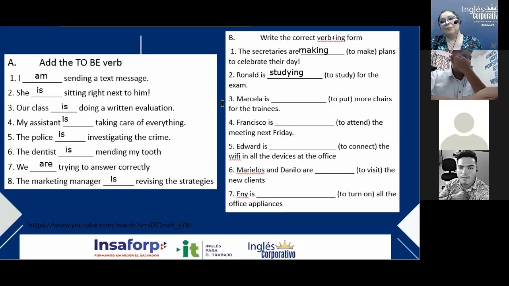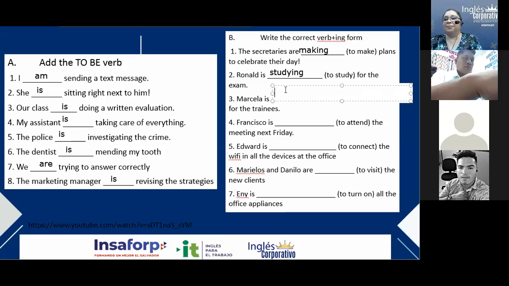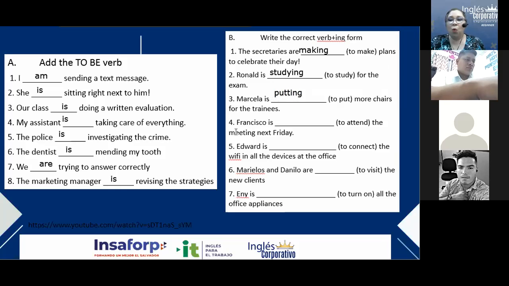Marcella is pudding. Read the complete sentence. Marcella is pudding more chairs for the trainees. Trainees means the people in training, okay? The trainees. Okay. Can you please, guys, spell pudding for me? P-U-T-T. Double T. Okay. What else? I-N-G. Excellent. Marcella is putting more chairs for the trainees. Okay. Number four.